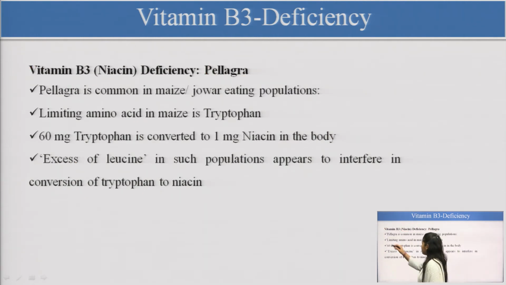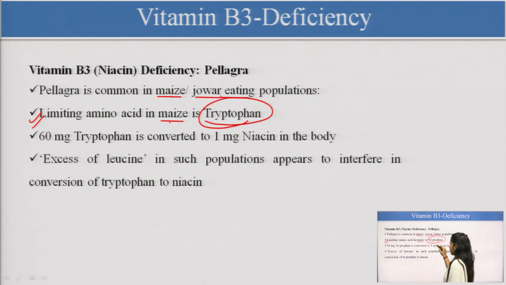Now, the population more prone to suffer from vitamin B3 deficiency is the one eating maize or jowar, because in maize and jowar, vitamin B3 is present in a low quantity. The limiting amino acid in maize is tryptophan, and tryptophan is required for the production of vitamin B3. That is why the population eating maize and jowar suffers from this vitamin B3 deficiency.